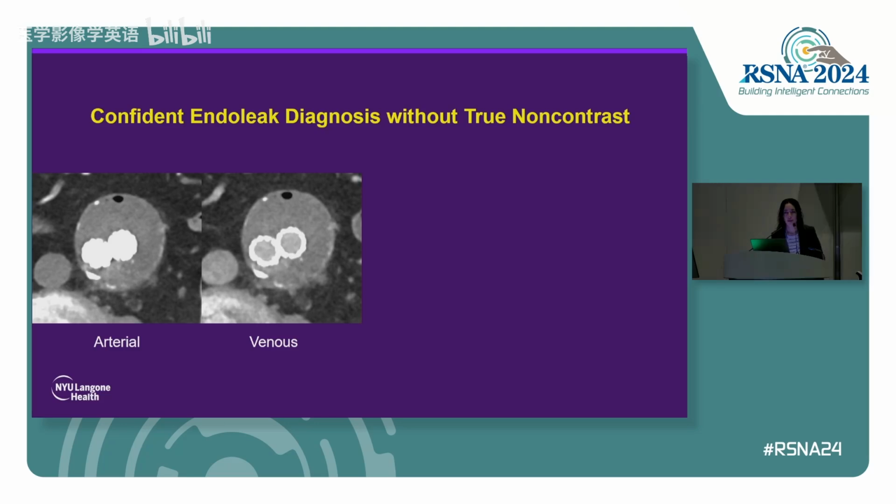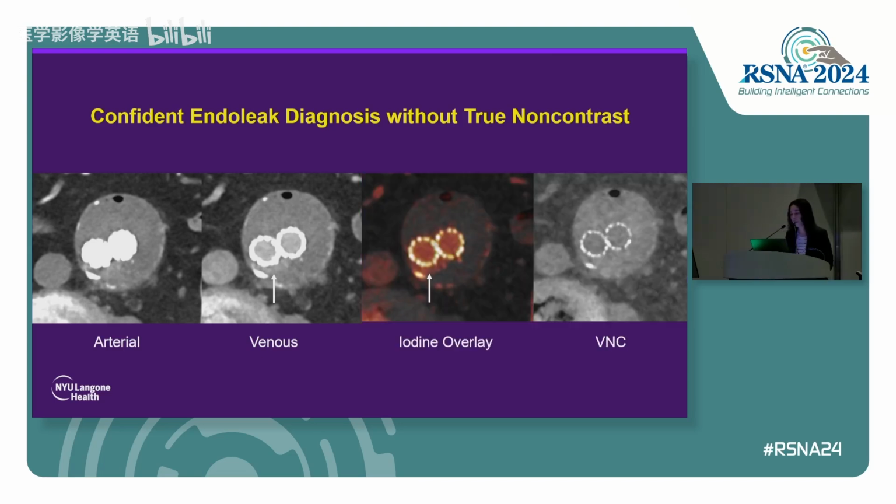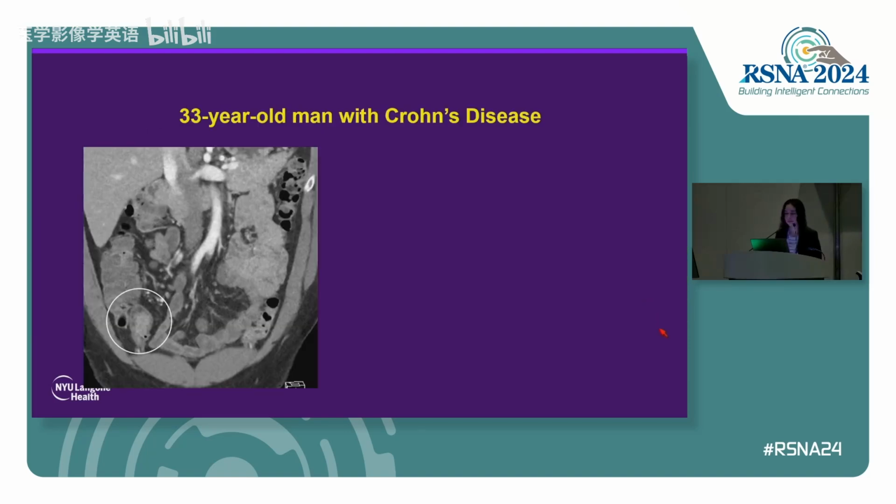So based on that data I showed you earlier, we don't use a true non-contrast, we use a virtual non-contrast for our endoleaks. So here we have an arterial and venous phase image that we acquired for endoleak assessment. And this is the finding, which I have to be honest was overlooked by the trainee on first interpretation. But if you look here on the iodine overlay, it's really quite a bit more obvious. Really a subtle finding on the conventional images. And again, on the virtual non-contrast on your right, you can see that it's not present. So this is an endoleak.